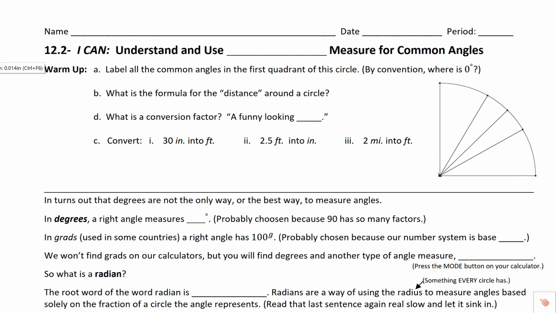Okay? Now, to his credit, Mason yesterday said, hey, what about these? And that's what we're going to talk about today. So Mason's going to maybe have a little bit less discovery than most of us do. So here's the objective for today. Here's our I can. I can understand and use, would you write the word radian? Radian measure for common angles.